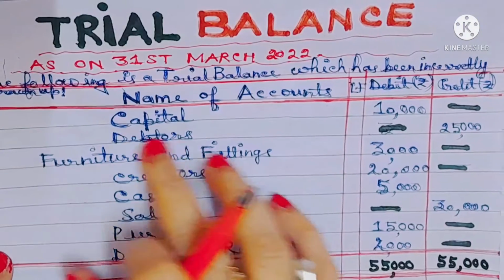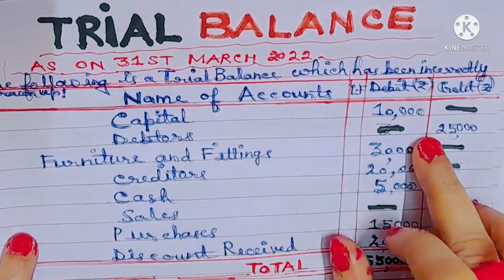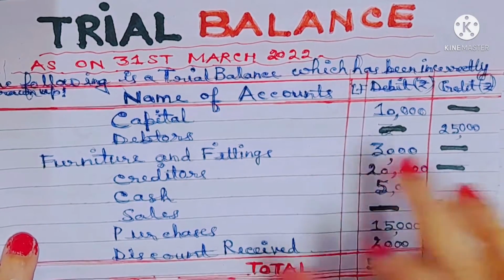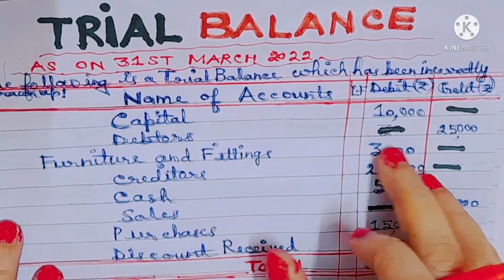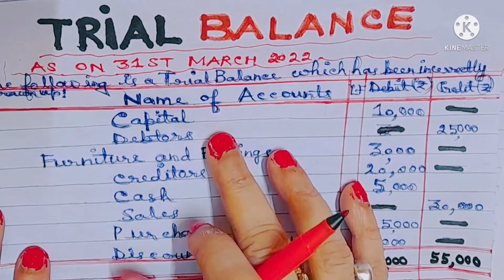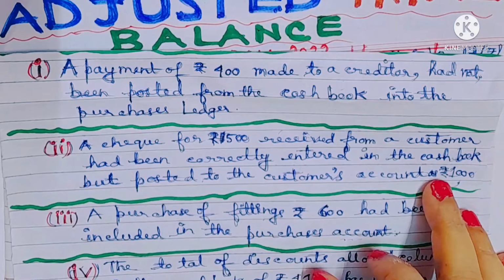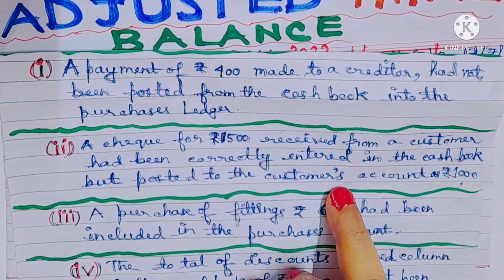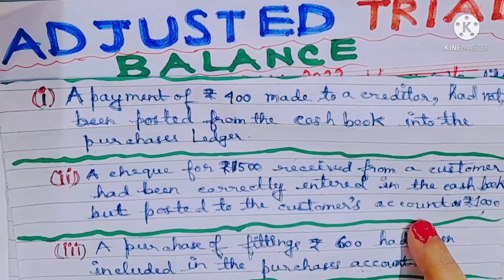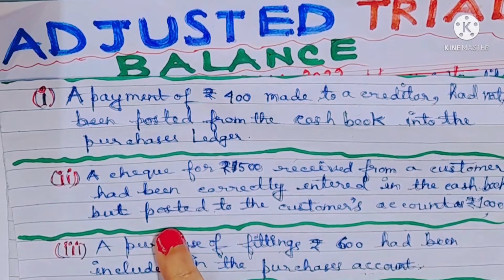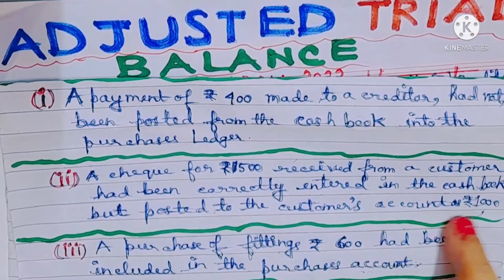Debit column. The next account is debtors. Debtors has been wrongly written in the credit column as 25,000. Debtors should have been written in the debit column because debtors has a debit balance. So let's rectify debtors. We cannot write debtors as 25,000. We'll have to adjust and then write the final amount. So for debtors, 1500 was received from a customer. So we should deduct 1500 from the total of debtors. Instead, they have only deducted 1000.